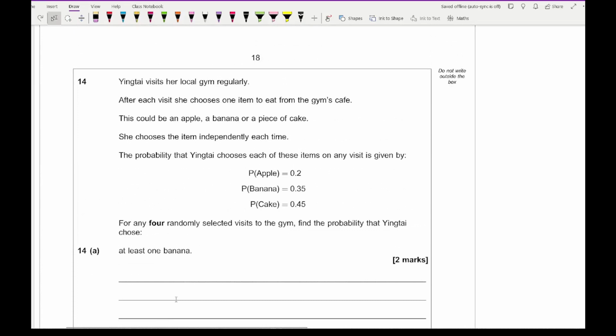Moving on to question 14, it says Yingtai visits her local gym regularly. After each visit, she chooses one item to eat from the gym's cafe. This could be an apple, a banana, or a piece of cake. She chooses an item independently each time, and the probability that Yingtai chooses each of these items on any visit is given by: the probability of an apple is 0.2, probability of a banana is 0.35, and probability of a cake is 0.45. For any 4 randomly selected visits to the gym, find the probability that Yingtai chooses, and it says, at least 1 banana.